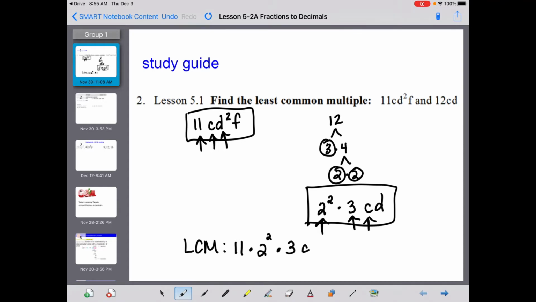I have D squared and D. D to the second power is bigger, so I use D squared. Then I have F and no other variable, so just use the F. Then 11 times 2 squared, which is 44, times 3 gives me 132. C, D to the second, F.